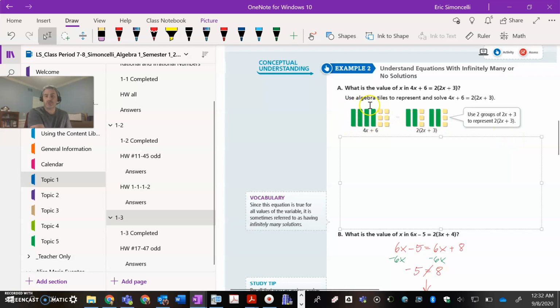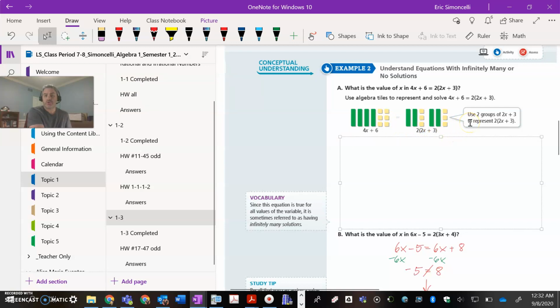So you have 1, 2, 3, 4 green tiles, which represents 4x. There's 4 of the longer tiles, as you see, 4x therefore, plus, and then you have 6 of these smaller just simple square yellow tiles. And to that, we're going to go ahead and set it equal to 2 times 2x plus 3.